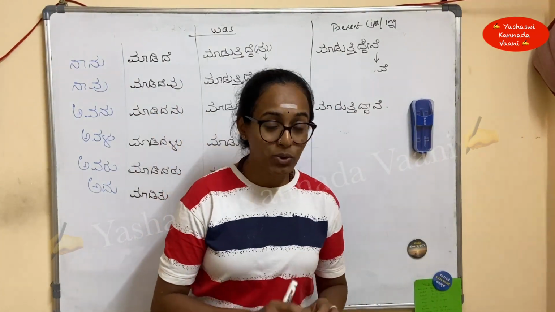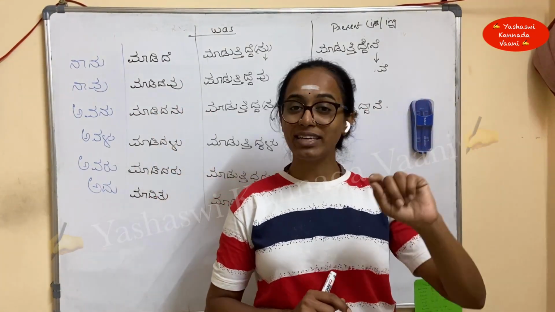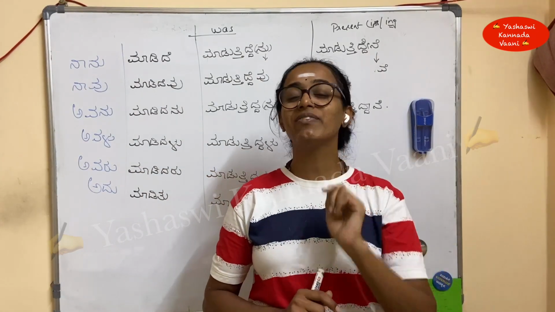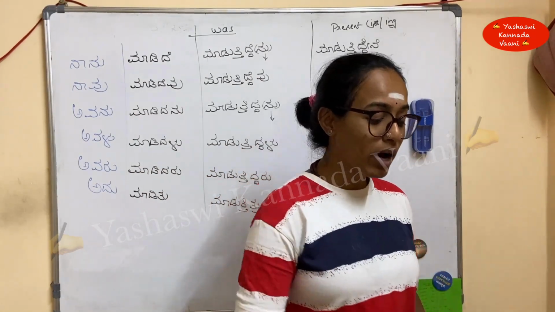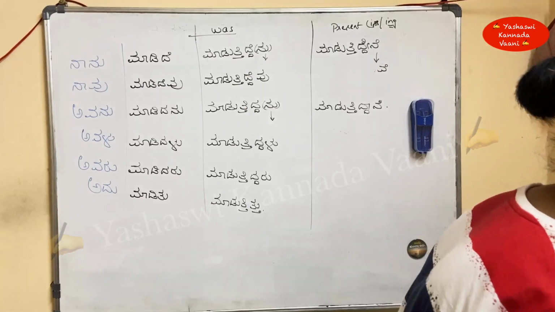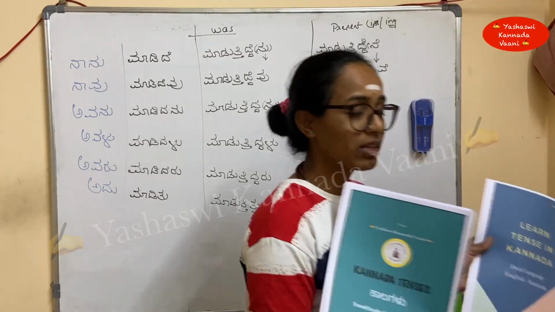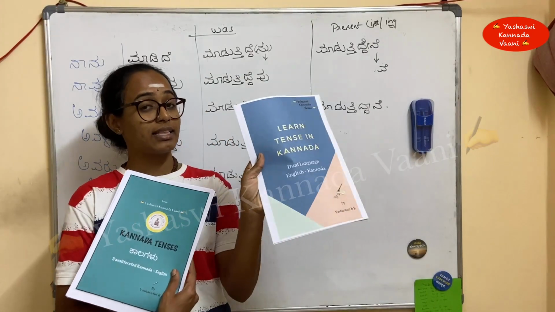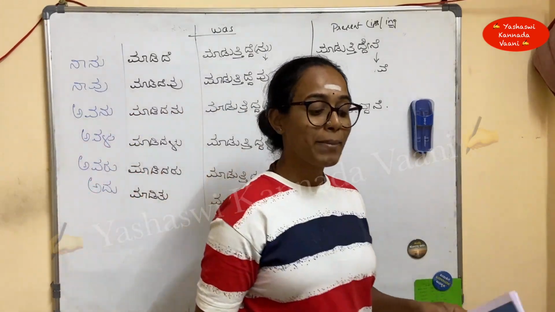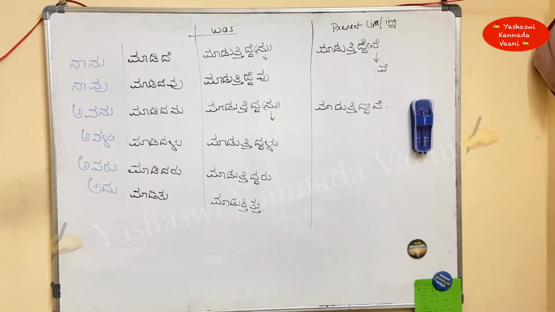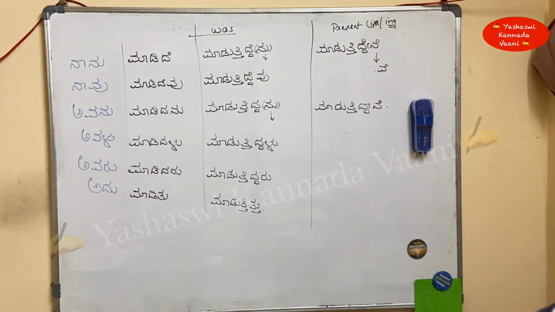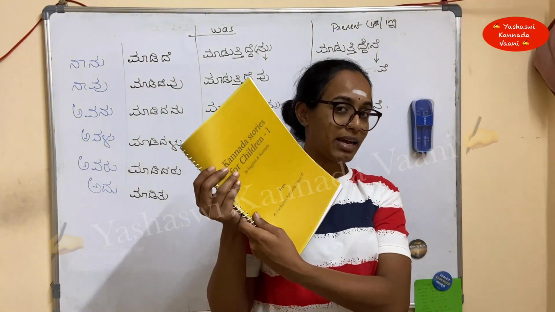So by doing this, you will be looking at that chart every day. The chart will help you a lot. And also I recommend you to take these two books from Yashaswi Kannadavaani, which is being launched. These two books, this is a practice book and this is a reference book. This will come with a spiral binding actually. So the binding will be like this, the spiral binding.